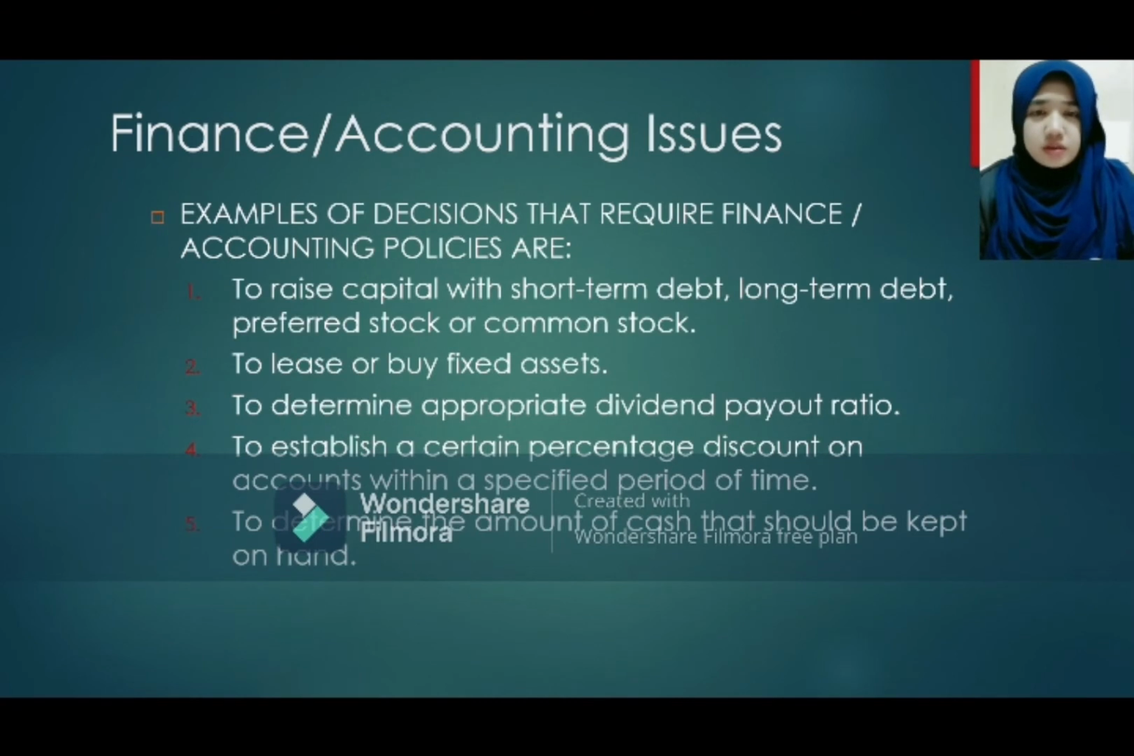Now, I will explain about financial accounting issues. Examples of decisions that require financial accounting policies are: number 1, to raise capital with short-term debt, long-term debt, preferred stock, or common stock. Number 2, to lease or buy fixed assets. Number 3, to determine the appropriate dividend payout ratio. Number 4, to establish a certain percentage discount on accounts within a specified period of time. And last, to determine the amount of cash that shall be kept on hand.